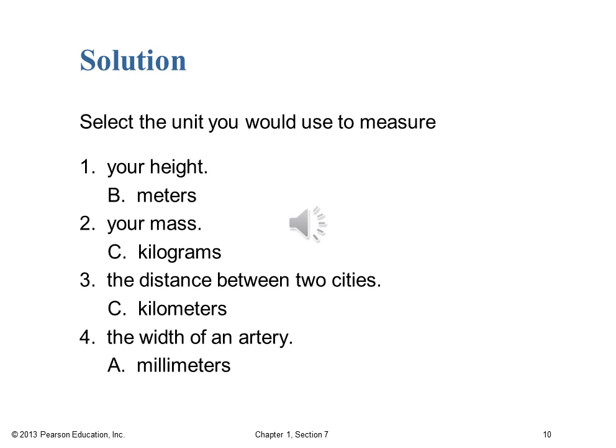And number 4, the width of an artery, this would be A, millimeters. Arteries are not very large items, and millimeters, 1/1000th of a meter, would be the most appropriate unit there.